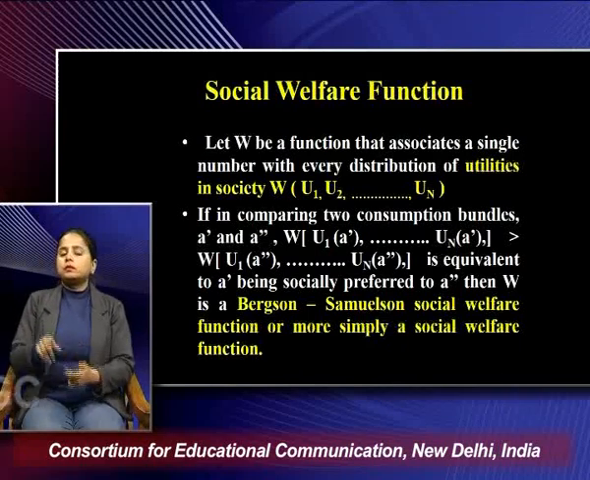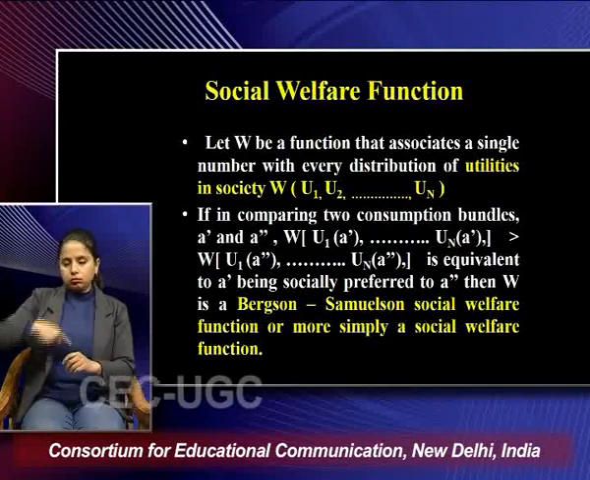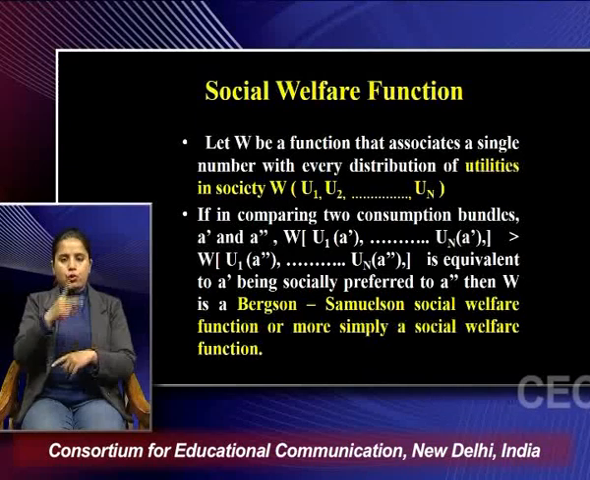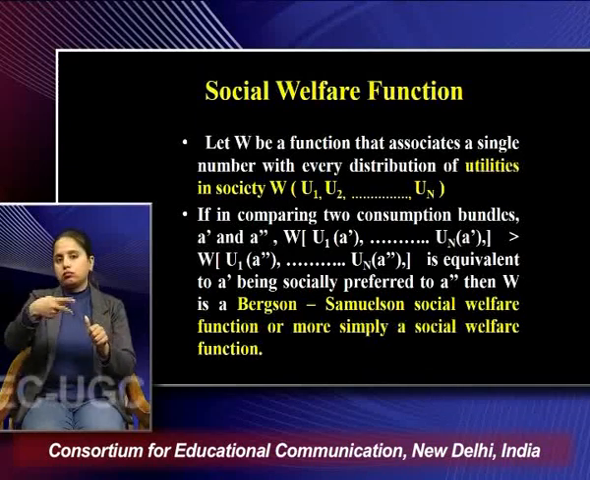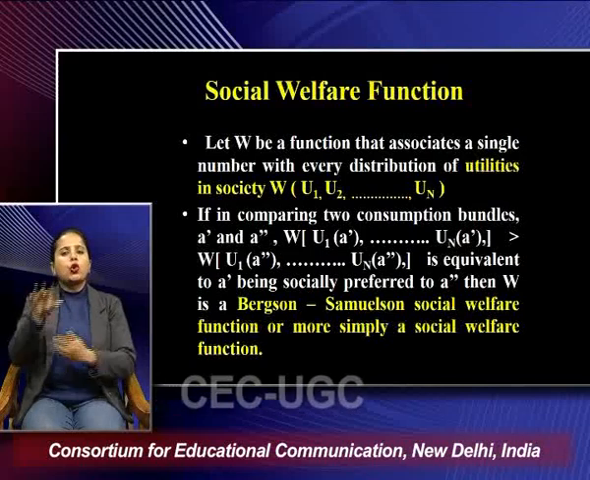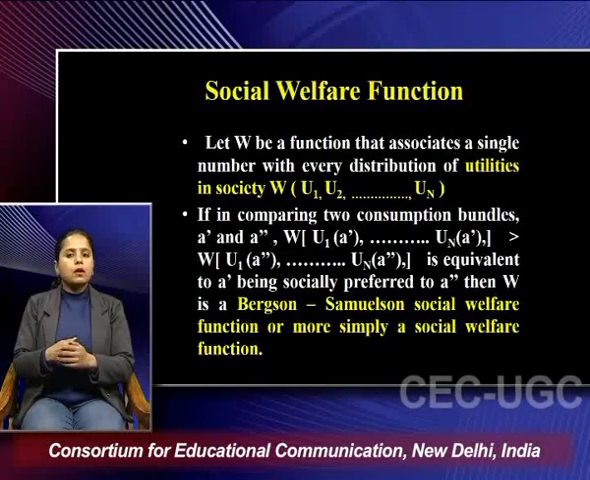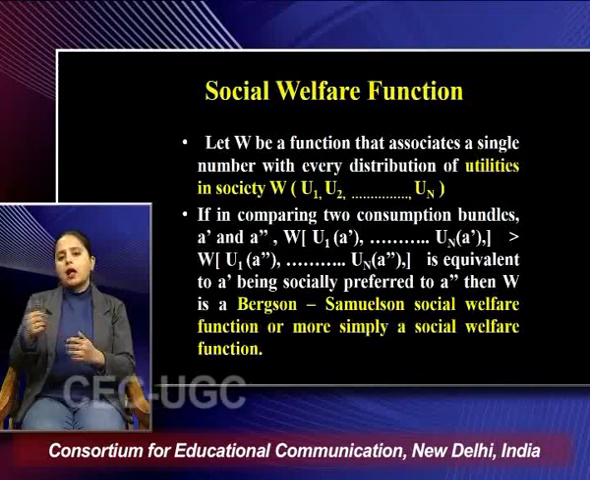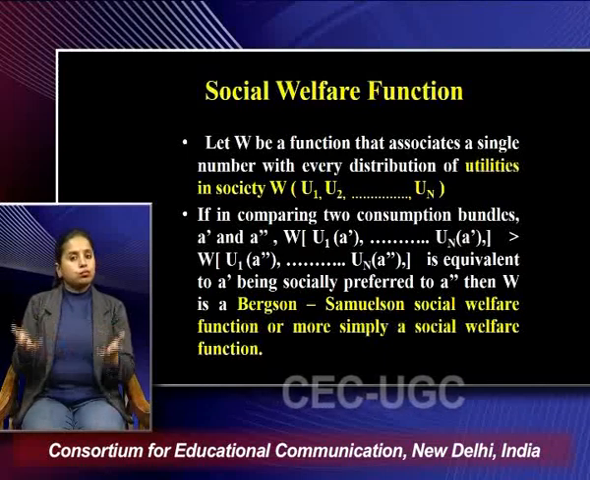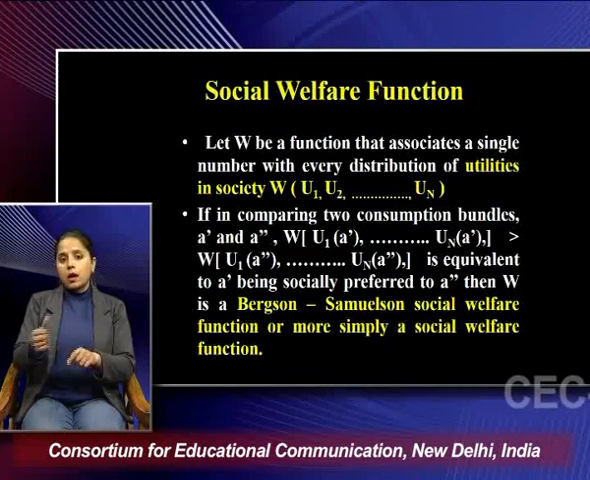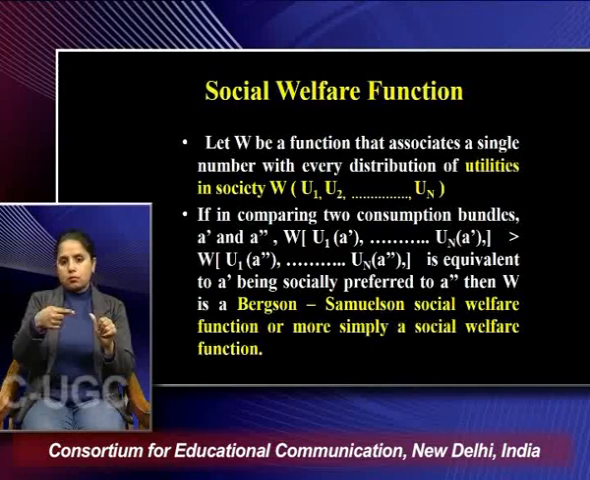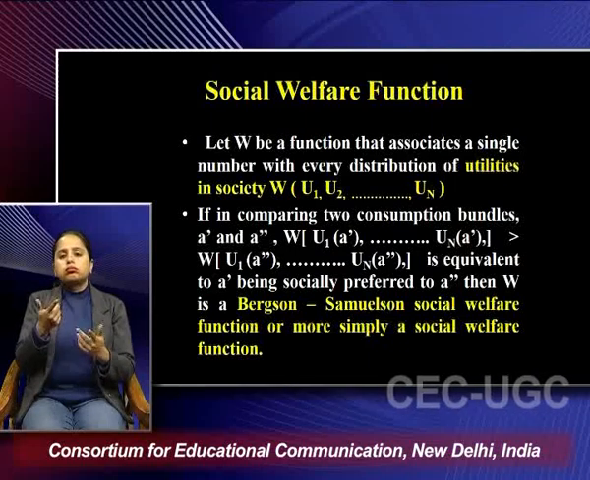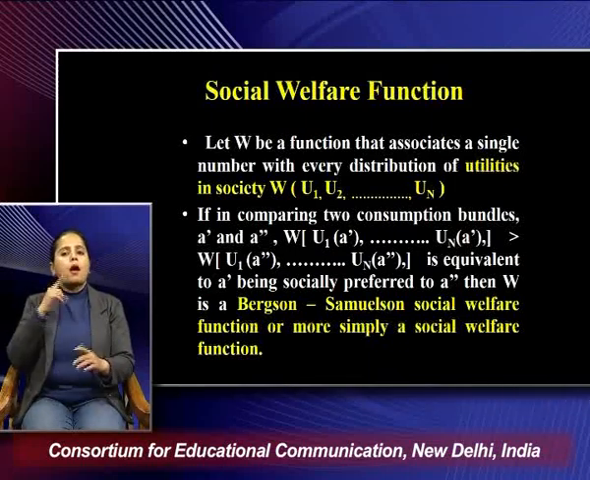If we are comparing two consumption bundles, suppose there are two consumption bundles, A dash and A double dash. A dash is a combination of various commodities of one consumption bundle, and A double dash is another combination of commodities. Now, the welfare associated as well as the utilities associated with this A dash and A double dash depend upon what preferences you have in comparison of A dash and A double dash.